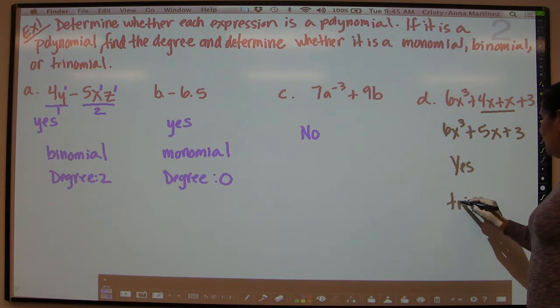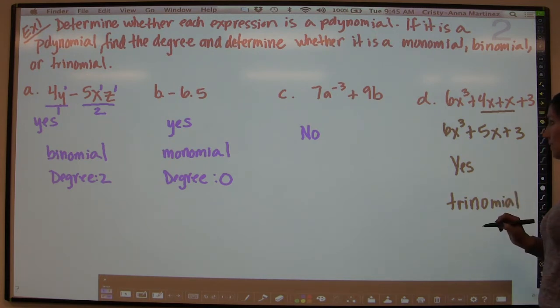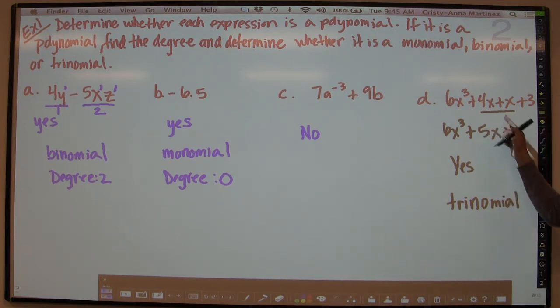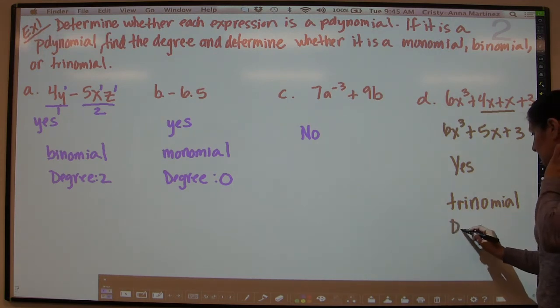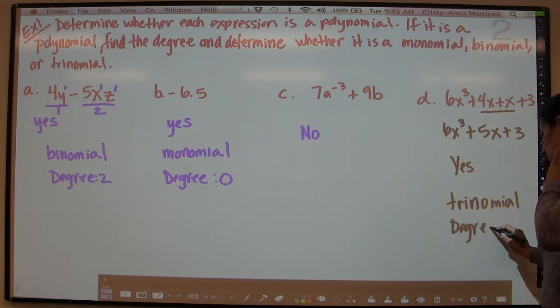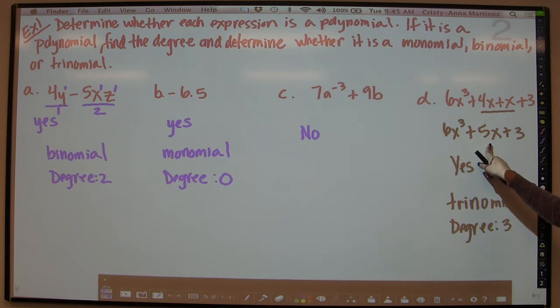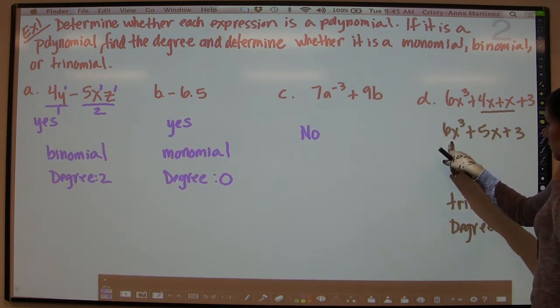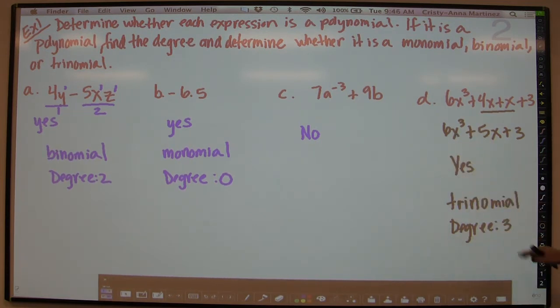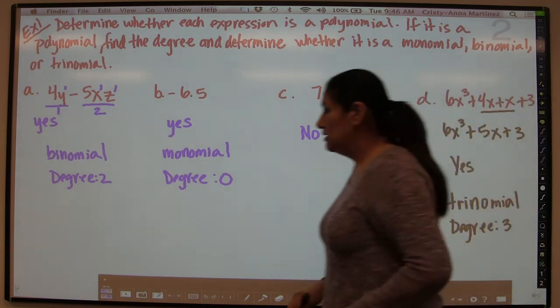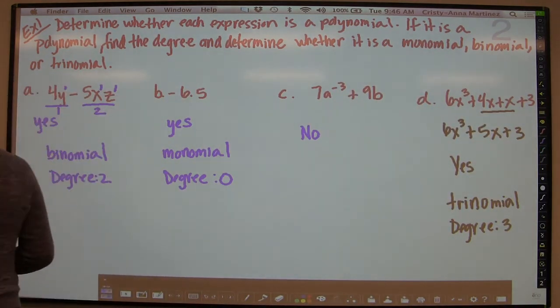If you hadn't combined the 4x and the x from the get-go, then you might have thought it was a quartic, but it's not a quartic because you can combine 4x and x to 5x. And the degree is going to be 3 because that is the largest degree of any of the terms. This term has a degree of 0, this term has a degree of 1, and this term has a degree of 3, and it's the largest, so the degree of the polynomial is 3 as well. So that is how you do that.